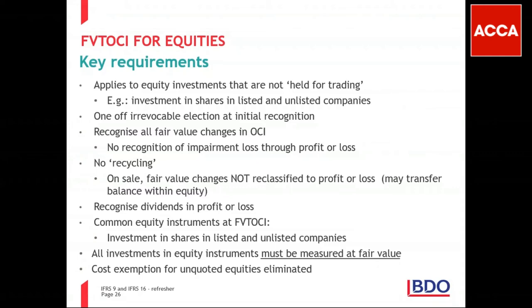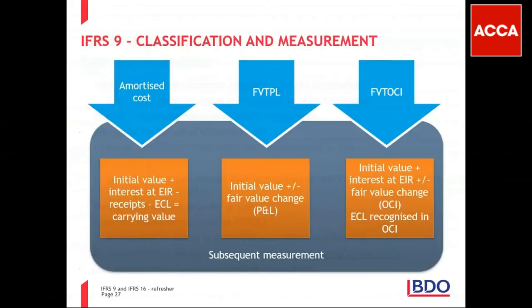However, for equity instruments, IFRS 9 has also given an irrevocable election to entities at the initial recognition, wherein all fair value changes can be recognized in other comprehensive income, and there will be no recognition of impairment loss through profit and loss account. Also, unlike IAS 39, on the disposal of the instrument, the OCI reserve used to be reclassified to profit and loss account. That option is no more available. So it will be a direct reclassification to retained earnings. Dividends will still be recognized in the profit and loss account. So this was the initial classification of a financial instrument.